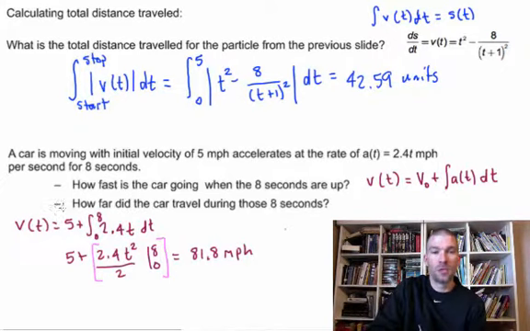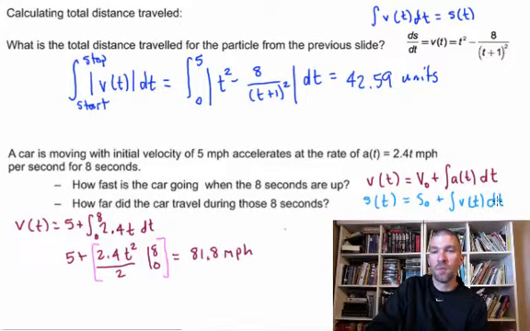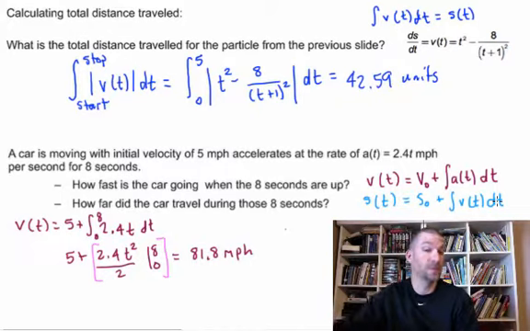Now, the next question: how far did the car travel during those 8 seconds? That now is going to be position. Remember that position is equal to the initial position, so let's call it S0, which in this case we weren't given, plus the integral of the velocity. Remember, if you integrate velocity, you get position.